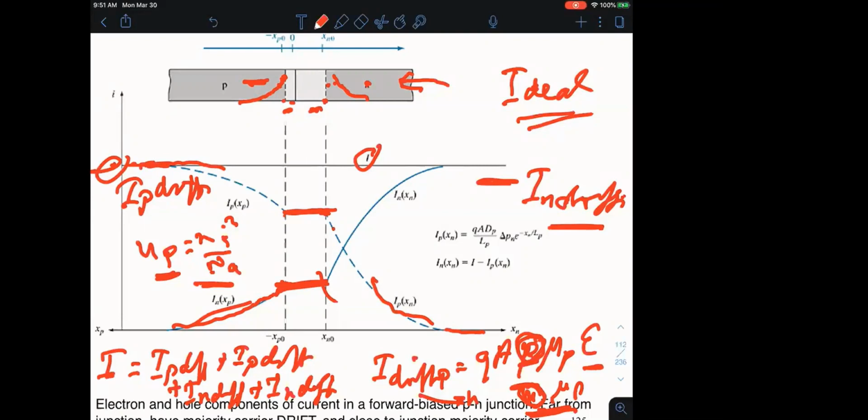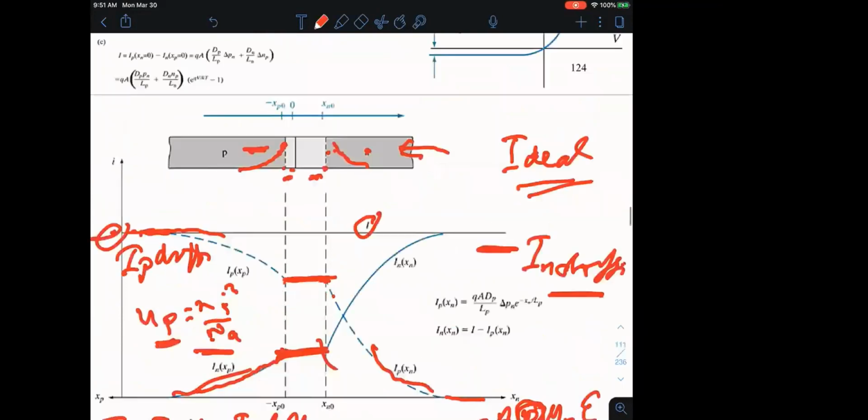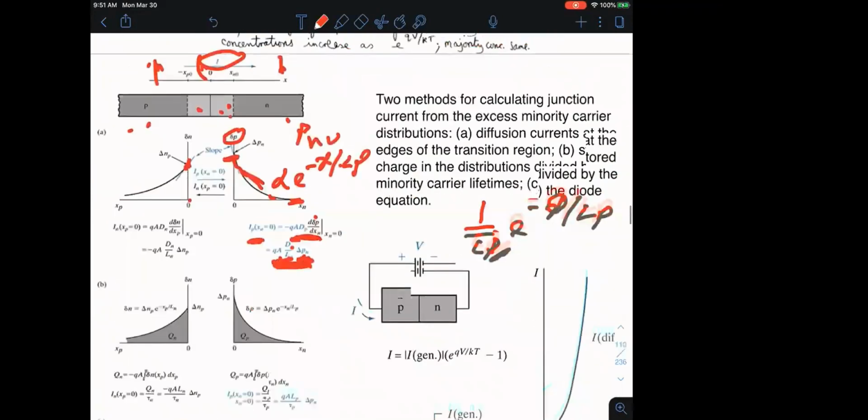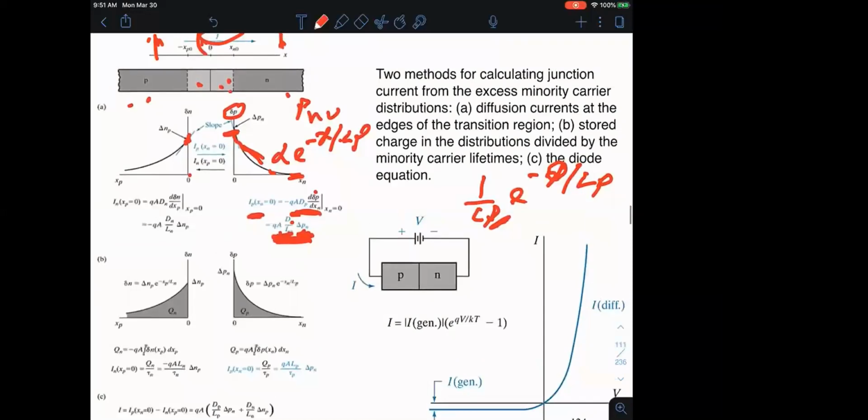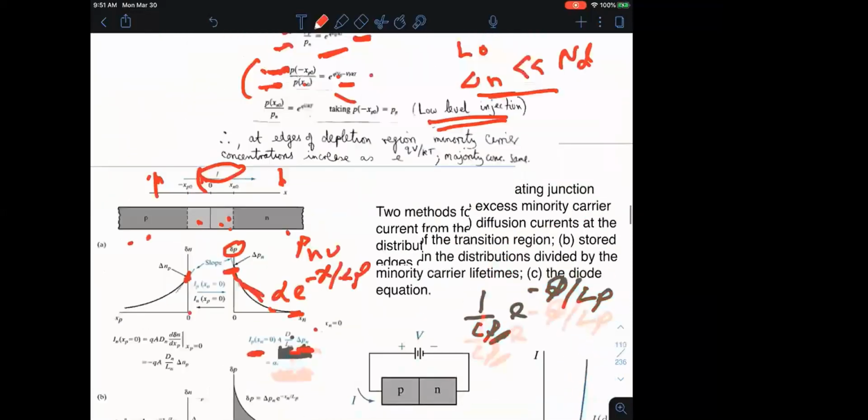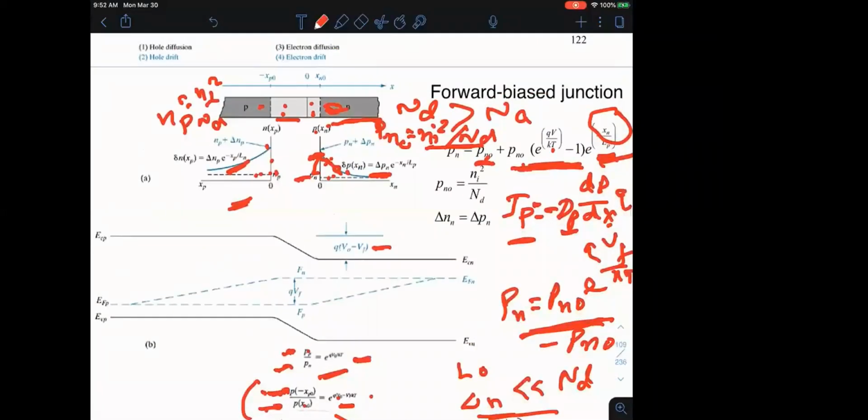Carefully, clearly, without having access to a whiteboard and a lot of space. So I think it was probably kind of confusing, but because it's so important, let me go over this again. Okay. So in the previous slide, I calculated the variation of the minority carrier concentrations with position.